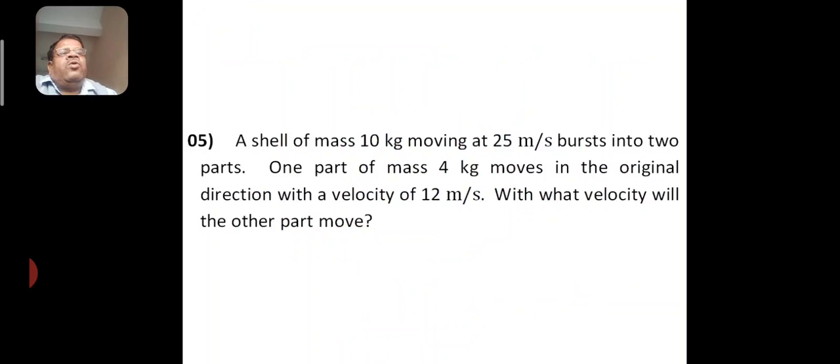Now we go to the next problem. A shell of mass 10 kg moving at 25 meters per second bursts into two parts. One part of mass 4 kg moves in the original direction with a velocity of 12 meters per second. With what velocity will the other part move? Observe here carefully.